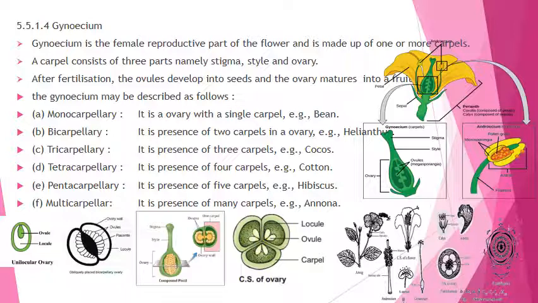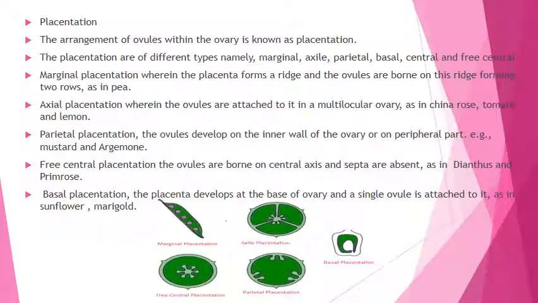Then pentacarpellary, it consists of five carpels, which is present in hibiscus flower. And multicarpellary, it consists of more than five carpels. Many carpels are present, as we find in Annona. Topic before us, that is placentation. What is placentation? Placentation is the arrangement of the ovules within the ovary.